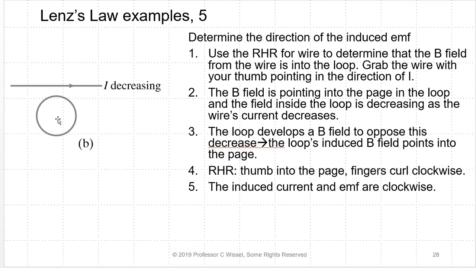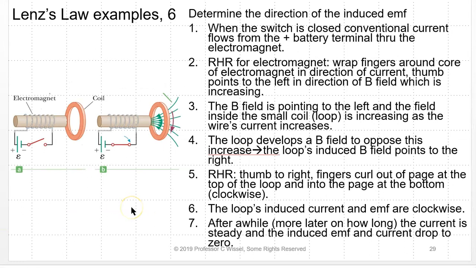The loop will develop a magnetic field to oppose this decrease. So the loop's induced magnetic field points into the page. Right-hand rule, thumb into the page, your fingers curl clockwise. The induced current and the induced EMF are clockwise. Now this one's a little hard to see.